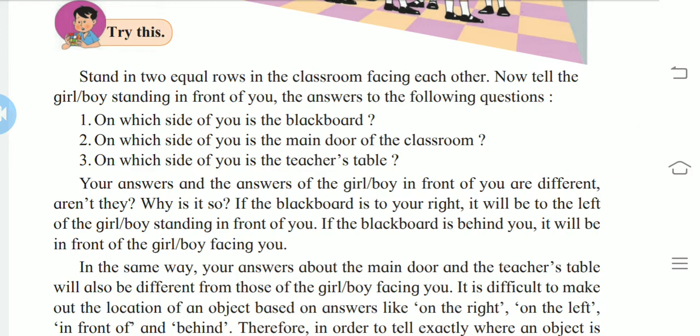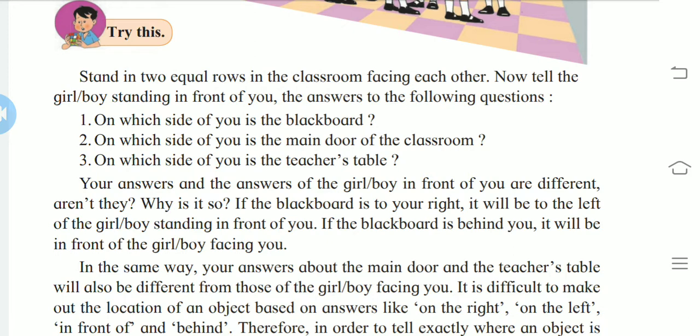Try this. Stand in two equal rows in the classroom facing each other. Now tell the girl or boy standing in front of you the answers to the following questions. Number 1. On which side of you is the blackboard? Number 2. On which side of you is the main door of the classroom? Number 3. On which side of you is the teacher's table? Your answers and the answer of the girl or boy in front of you are different, aren't they?